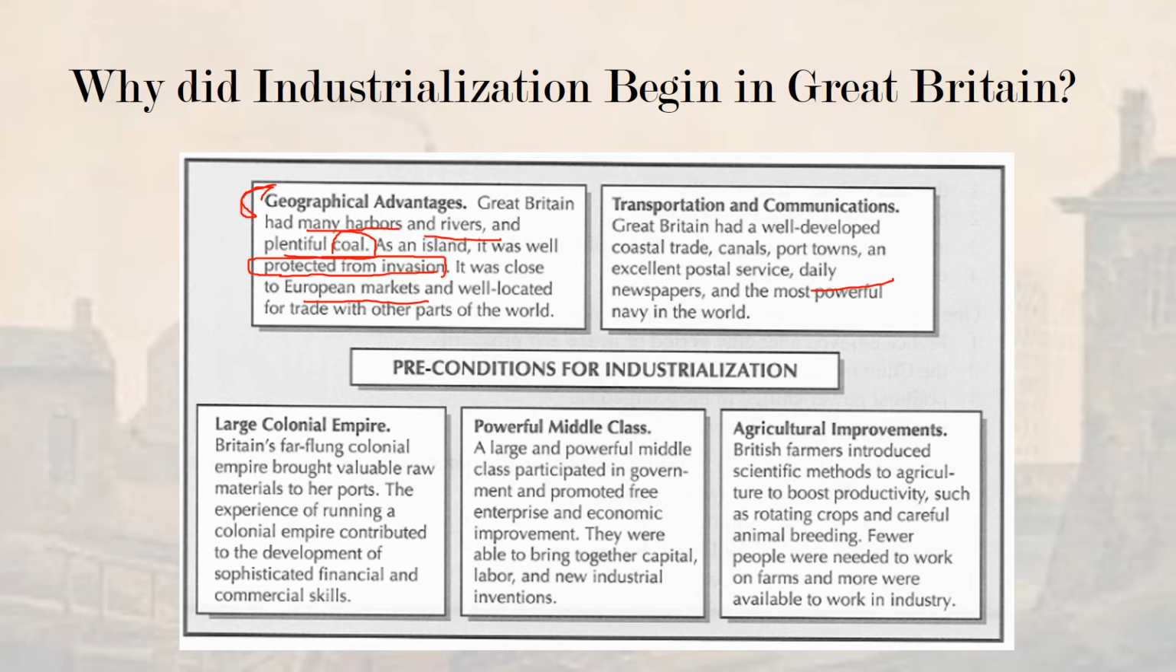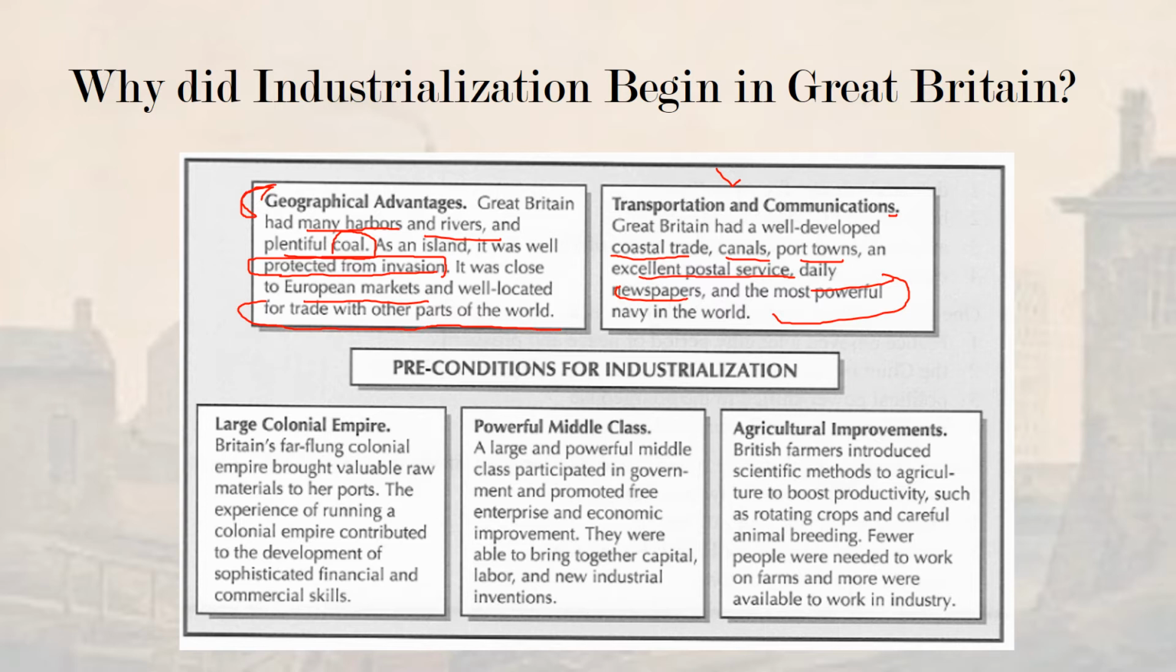And they're an island nation, so if they have a large fleet, which they did, they could trade with everywhere in the world. They had advantages in transportation and communication. This is kind of that idea of capital. They had coastal trade, canals, port towns, an excellent postal service, newspapers, and a powerful navy which could protect their trade interests by being like, yeah, no, don't attack our merchant ships or we'll go to war with you.